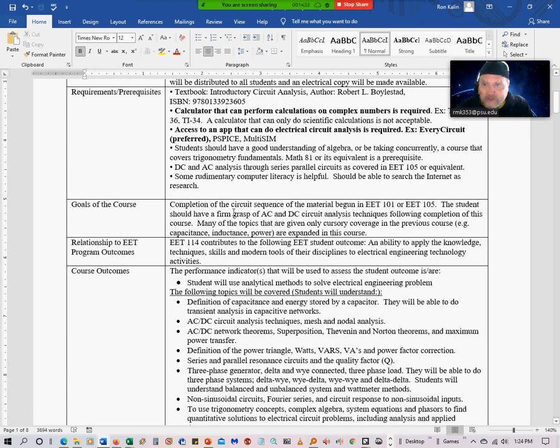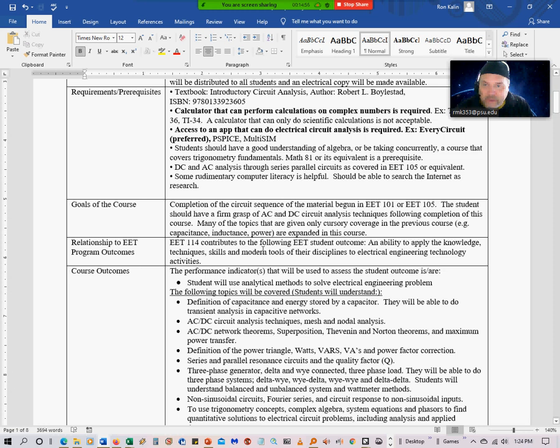The goals are completion of the circuit sequence of the material begun in 105. So by the end of this course you're going to have a firm grasp of AC and DC circuit analysis techniques. Following completion, many of the topics that were only given cursory coverage in the previous course will be expanded on.